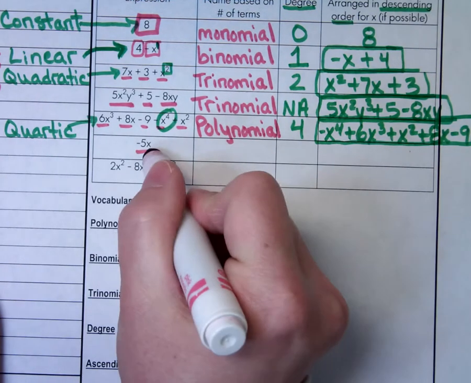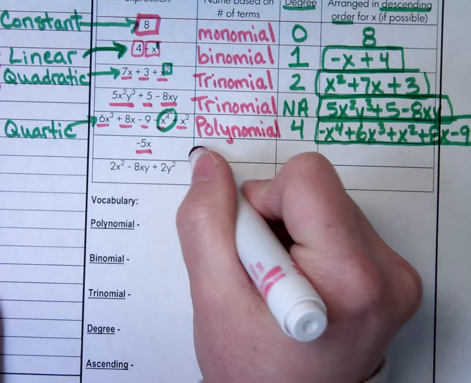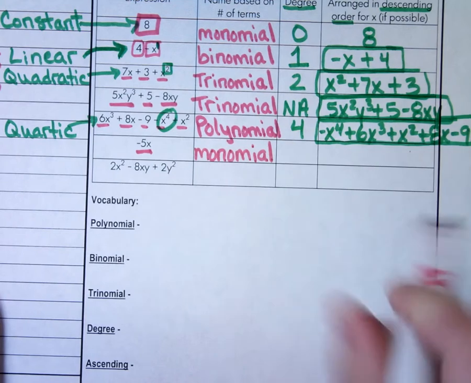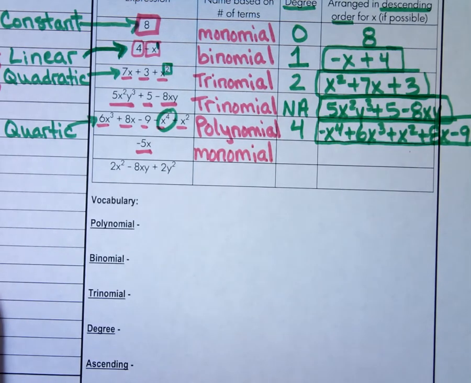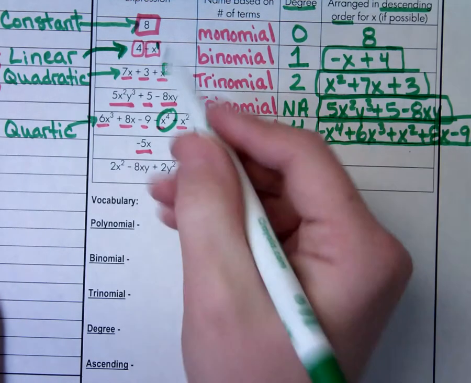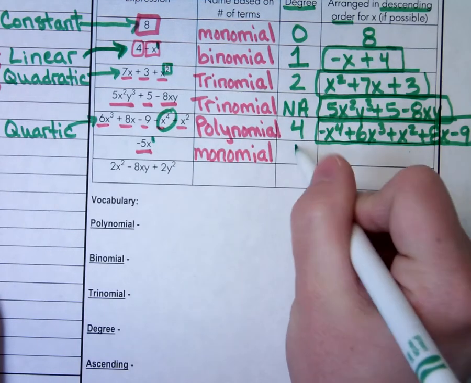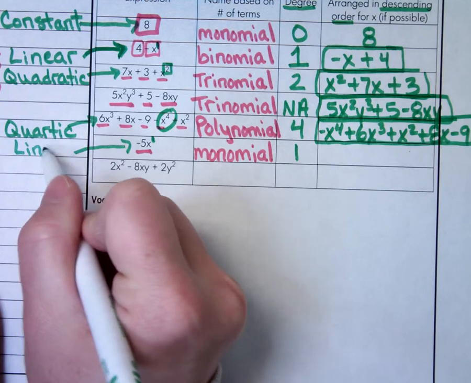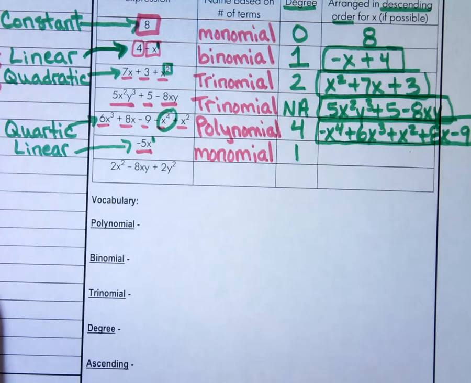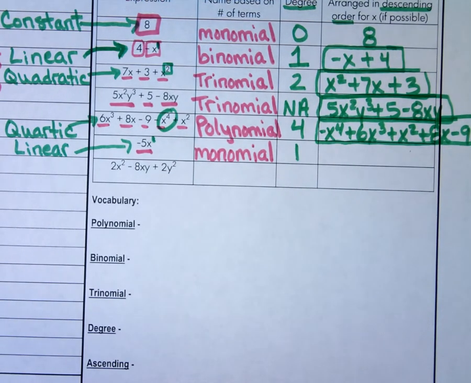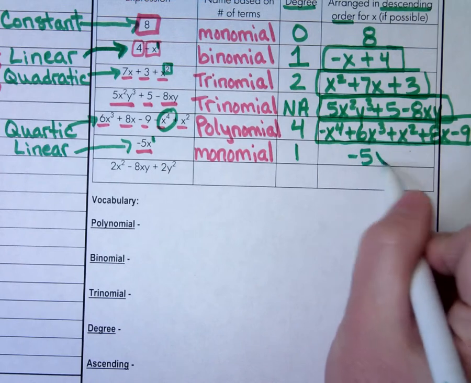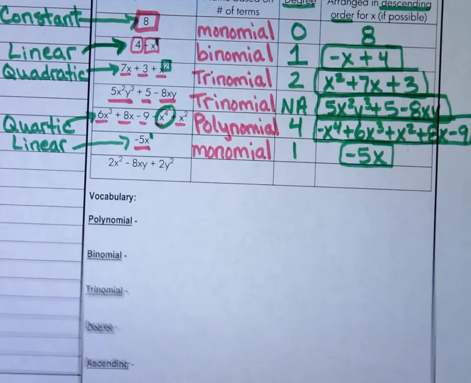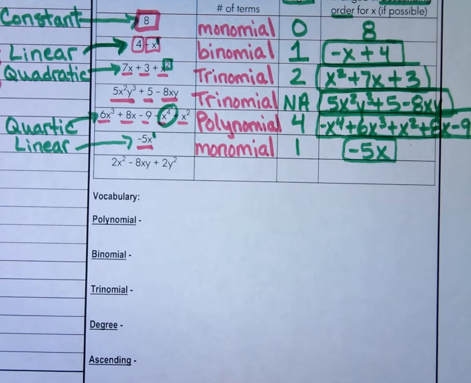Okay, this next one has 1 term, so that is called a monomial. What's the highest degree? The highest degree is a 1. You just don't see it. And whenever the highest degree is a 1, remember we call that linear. And negative 5x is the only thing that the problem has, so negative 5x is all we can do for descending order.